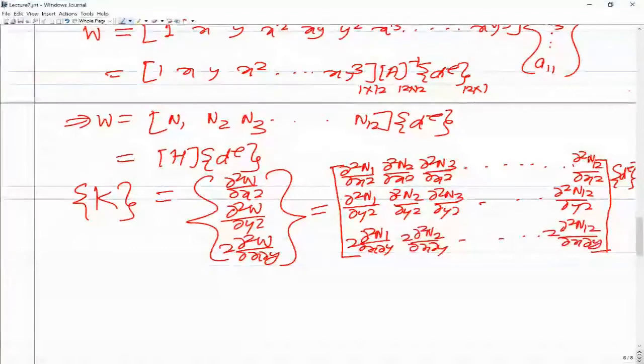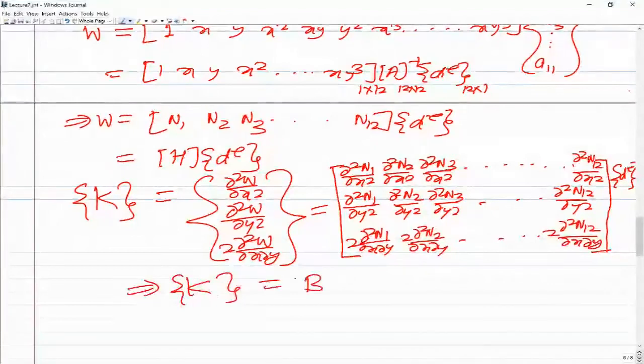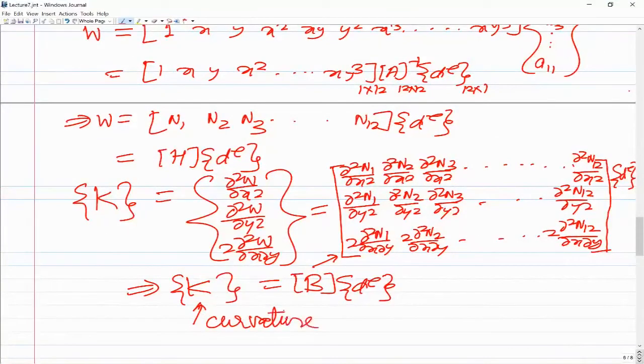So we can say that the curvature vector kappa will be equal to some B into de. So this we are calling B, and this is the curvature. So curvature means del 2 W by del x square, del 2 W by del y square, and twice of del 2 W by del x del y. That is curvature.